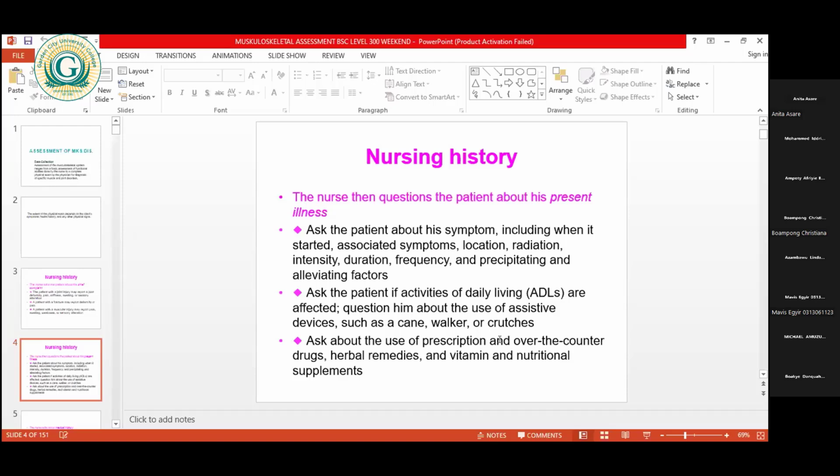Then you ask about the medical history or the drug history. Do you take medications over the counter? Herbal remedies? If the pain starts, where do you get your remedy? Where do you visit first?